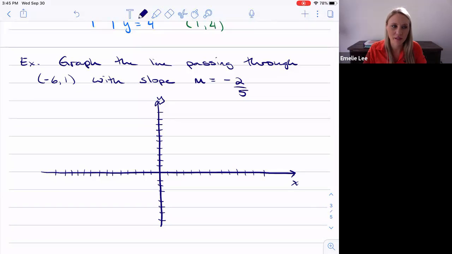Things got kind of spacey there, but especially on the y-axis. Woo!